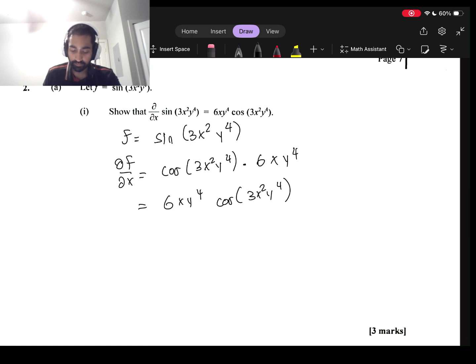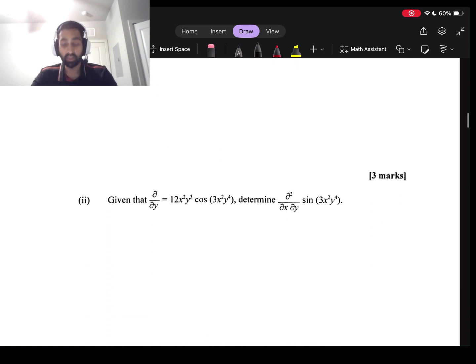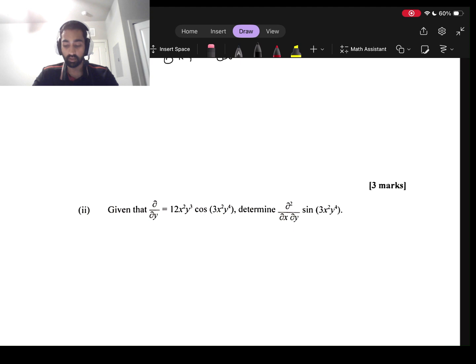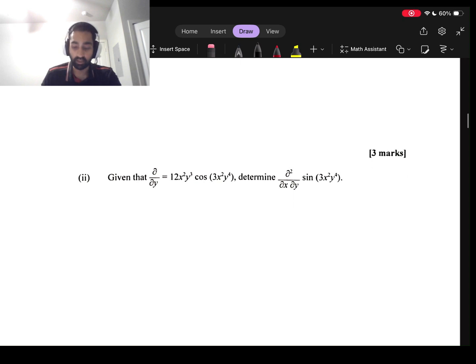Okay. Part B now is, given that df/dx is this, find d2/dx dy of sine 3x squared y to the 4. Now, if you have to find the partial derivative with respect to x and then y, you could do it two ways. One, you could differentiate with respect to x first, and then with respect to y. Or you could do it the other way around and differentiate with respect to y first, and then differentiate with respect to x. So what you could do is take this here and differentiate it with respect to x, this thing.